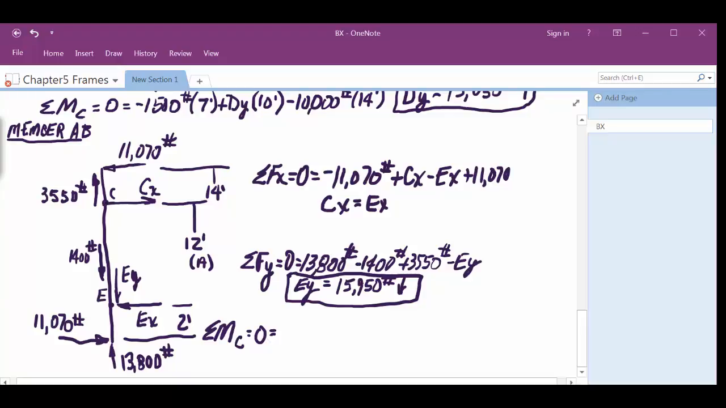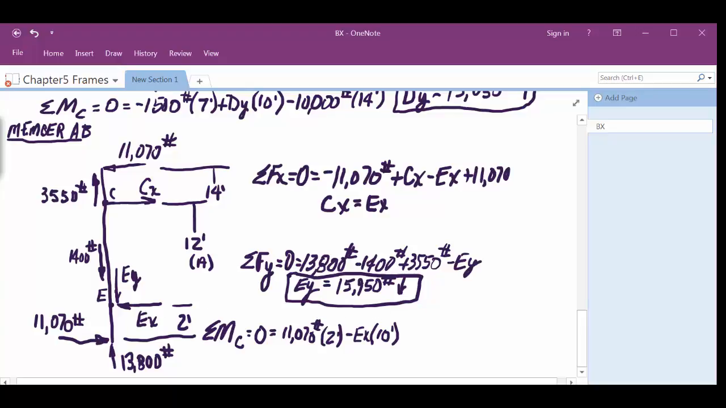So if we go about C, we've got this 11,070 here, try and make this thing go counterclockwise, which is positive. So we got 11,070 pounds at 2 feet from C. The 3,550 goes away, the 1,400 goes away, the EY, which we know now, goes away. EX is still in there, isn't it? It's making it go clockwise, which is negative. And it's about 10 feet, isn't it? 10 feet from C. I put all those numbers relative to A, and they really need to be C in this case, C or E.